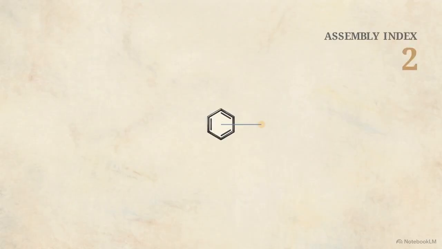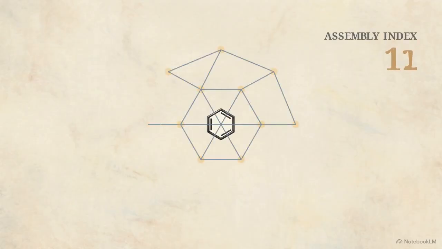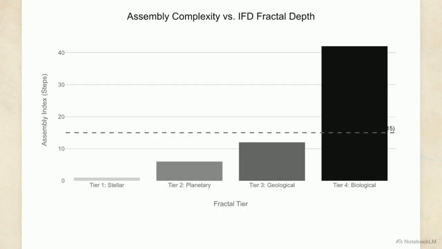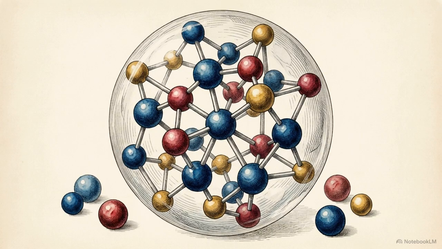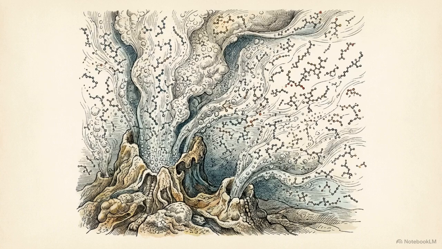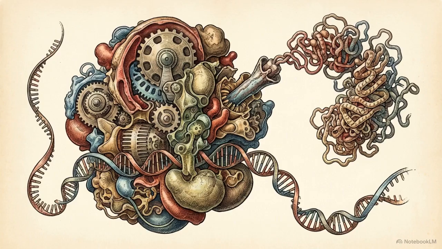We can quantify this using assembly theory, which measures the shortest number of steps required to build a molecule from scratch. This chart plots assembly complexity against fractal depth. The dashed line at an assembly index of 15 represents the biological threshold. While stellar, planetary, and geological tiers fall below this, the biological tier is a massive leap in complexity, far exceeding the 15-step mark. The 15-step rule is a mathematical barrier. Molecules this complex, such as proteins or DNA, cannot form through random stochastic processes. They are physically impossible without a directed mechanism.